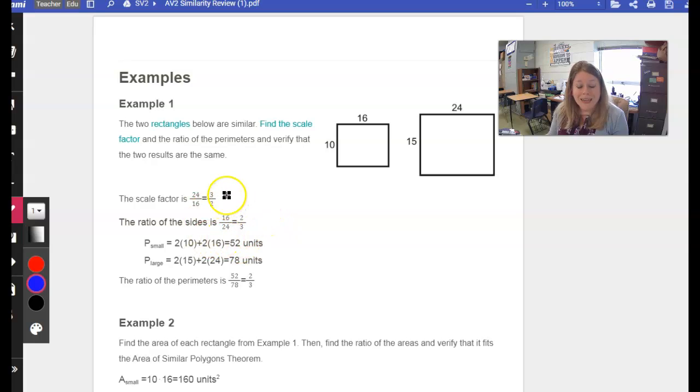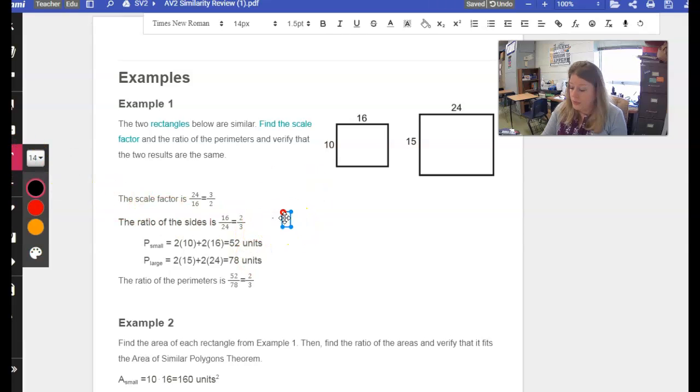The ratio of the sides is the flipped version of the scale factor. It's 16 to 24. Now we can do that with colons if you'd rather. So it could be like 16 to 24. If you prefer that format, it's totally fine. And that reduces to 2 to 3.